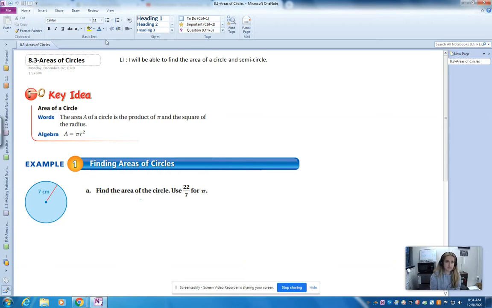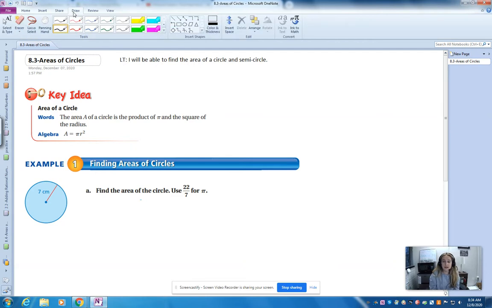So make sure you have your math composition notebook out, ready to go, and that you are writing down everything that's on my screen. So to start, let's write the learning target, which is I will be able to find the area of a circle and a semicircle. Okay, so to start, let's get our formula down.